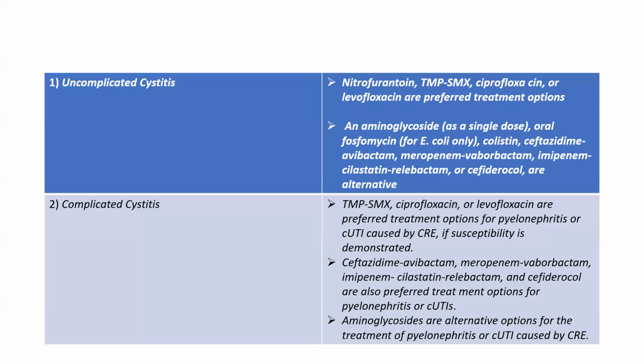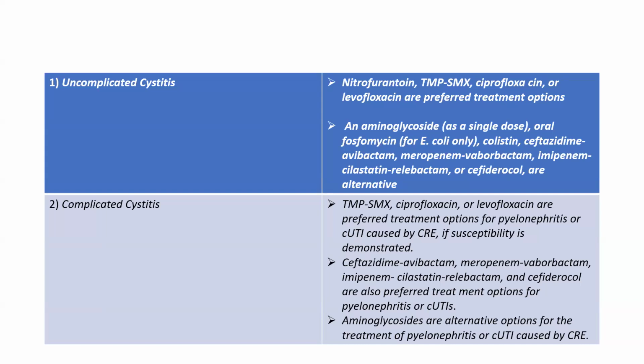For uncomplicated cystitis, the treatment options are nitrofurantoin, trimethoprim-sulfamethoxazole, ciprofloxacin, and levofloxacin. Or we can go for aminoglycoside, oral fosfomycin for E. coli only, then colistin, ceftazidime-avibactam, meropenem-vaborbactam, imipenem-cilastatin-relebactam, and cefiderocol.